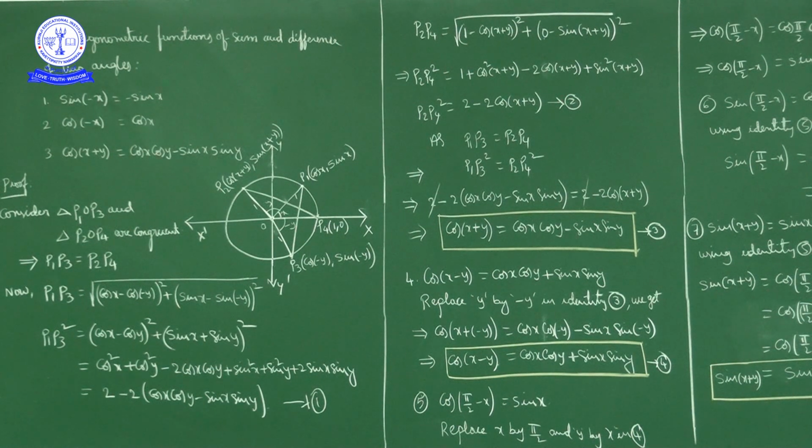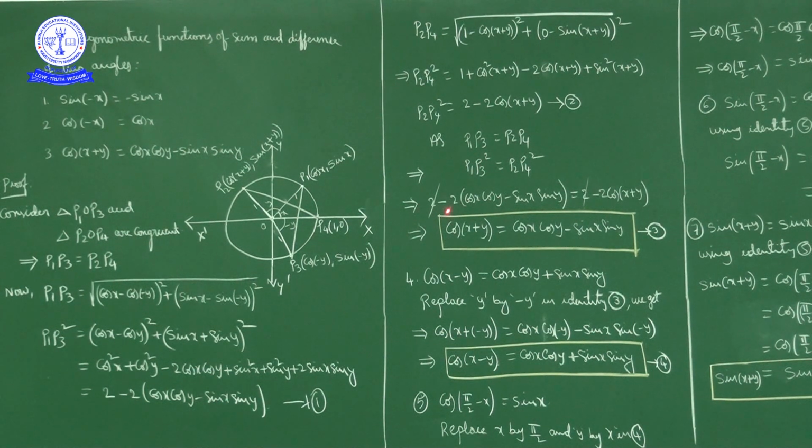Now what we have? Triangle P1OP3 and triangle P2OP4 are congruent triangles. P1P3 is equal to P2P4, no? So these two are equal, which means their squares are also equal. So P1P3 square is equal to P2P4 square. And P1P3 square from here is 1.